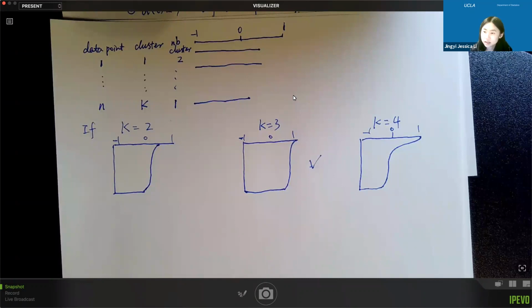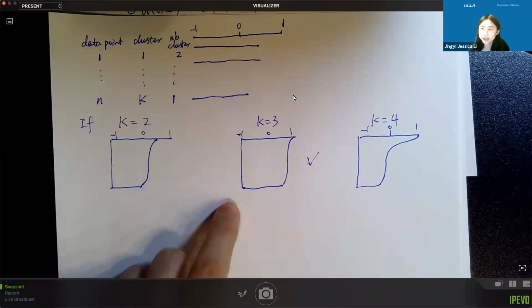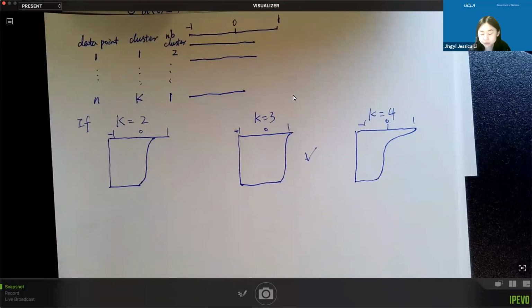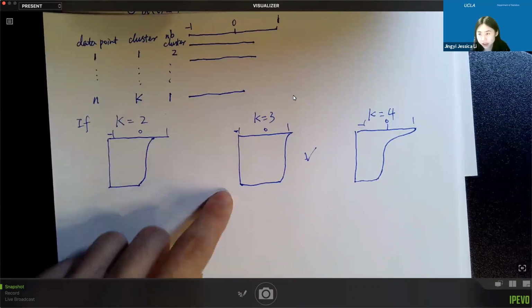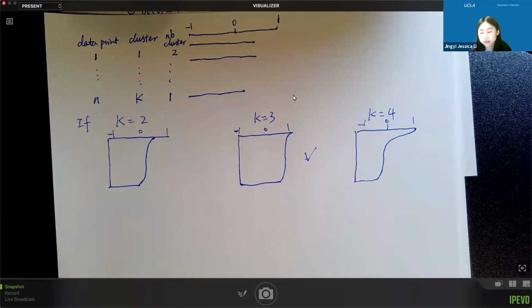Okay, so that's it. And also, I want to say this. Silhouette can also help you inspect data points by finding outliers. It's possible that some data points have very bad silhouette. In that case, you may want to look into those data points and see what they are, and probably remove them from your data set.